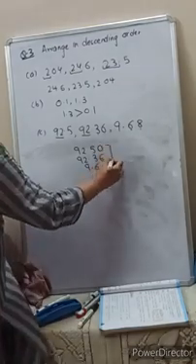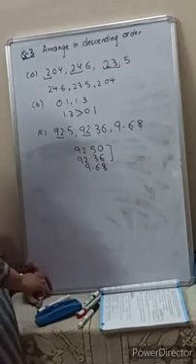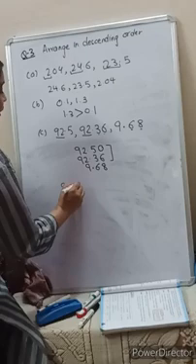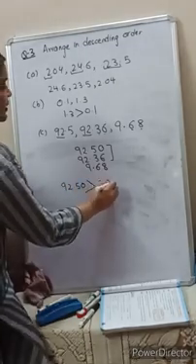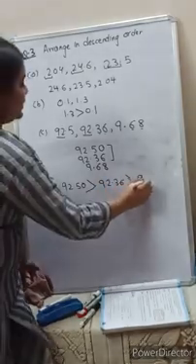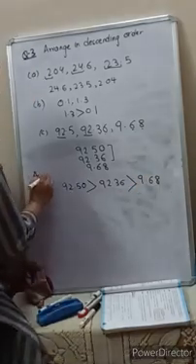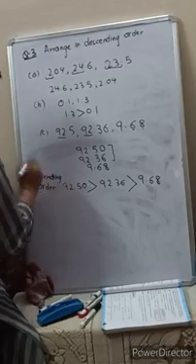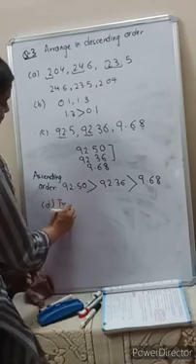Now compare between these two. 50 is larger or 36 is larger? 50 is larger. We have 92.50. This is the greatest. Then we have 92.36, and then we have 9.68. So these are all arranged in descending order. Right? So D part you will try yourself.